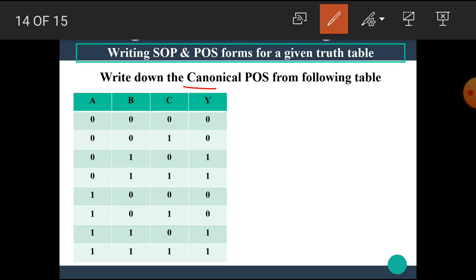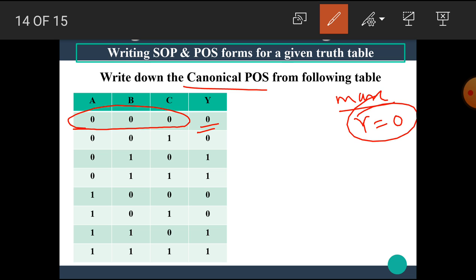Now let's write down the canonical POS. That means we have to write max terms, and when we write the max terms we consider y is equal to 0 output. For that combination we can write the max terms, hence here we can write y1 such that a equal to 0, hence we write here a, plus b equal to 0, hence we write here b, c is equal to 0, hence we write here c.